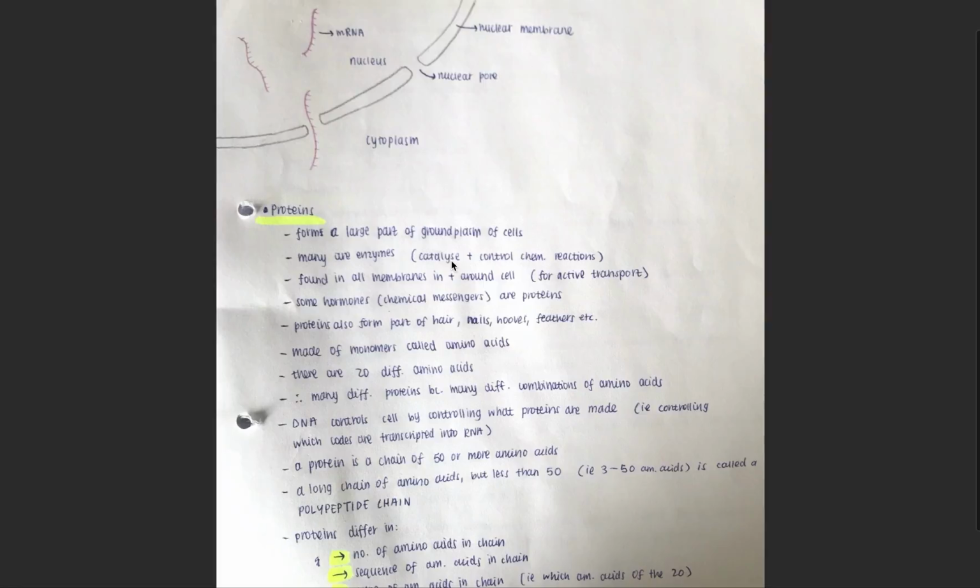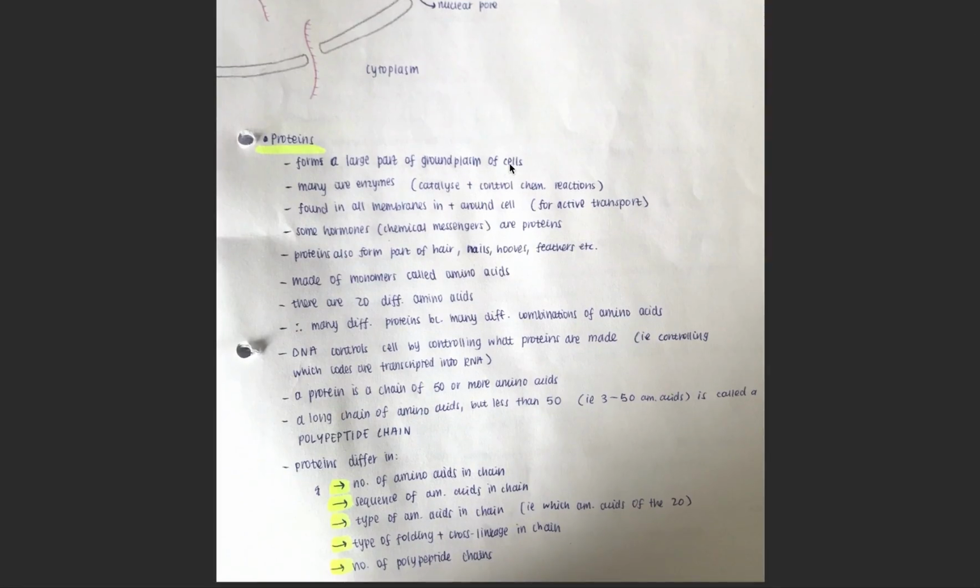So what are proteins? Proteins form a large part of the ground plasm of cells, so just the building blocks of cells. A lot of proteins are enzymes to catalyze and control chemical reactions. They're found in membranes in and around the cell, and some hormones are proteins. Proteins form part of the hair, nails, hooves, feathers, so a lot of important parts of organisms' bodies.